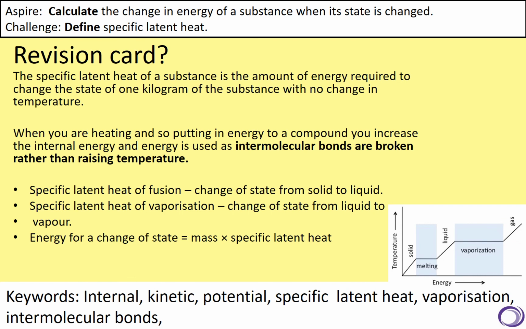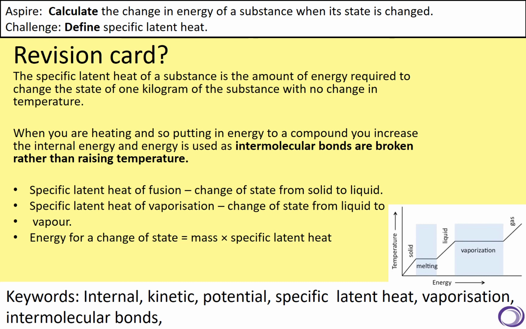So if you're going to make a revision card on this, I'd suggest these things to add onto your revision card or to write down just at the end of the lesson so you've got the key points of this lesson. The specific latent heat of a substance is the amount of energy required to change the state of 1 kilogram of substance but not change the temperature. When you are heating, and so you are adding energy to a compound, you increase the internal energy, and the energy is used to break them bonds rather than actually raising the temperature, which is why you get this little graph down here, which I've asked you to draw in already.